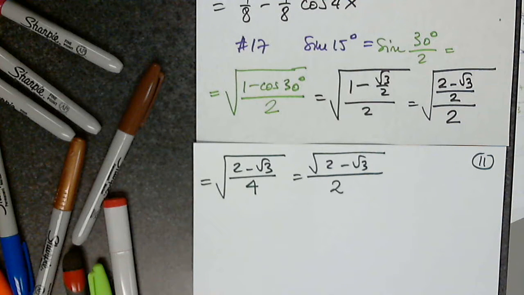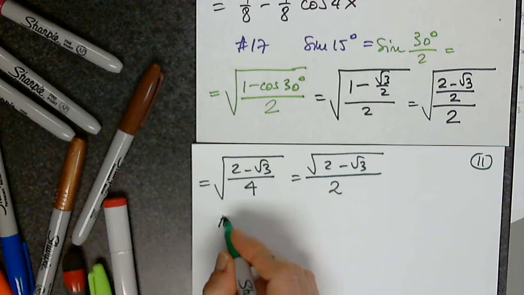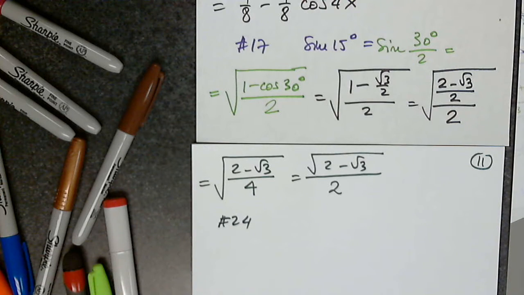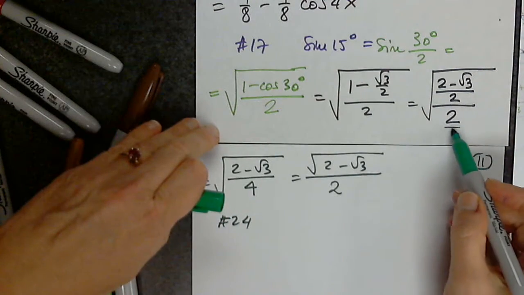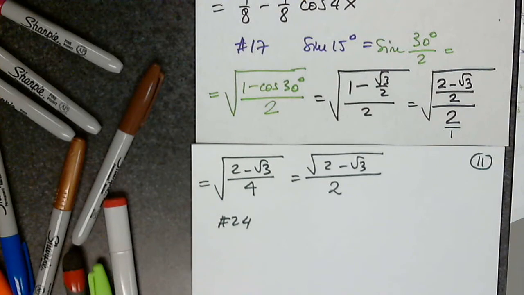We use an appropriate half-angle formula to find the exact value of the expression. Let's also look at 24. Any questions? So this is 2 over 1. And when I flip, I get... is that okay, everyone? Yes? Okay, 24.